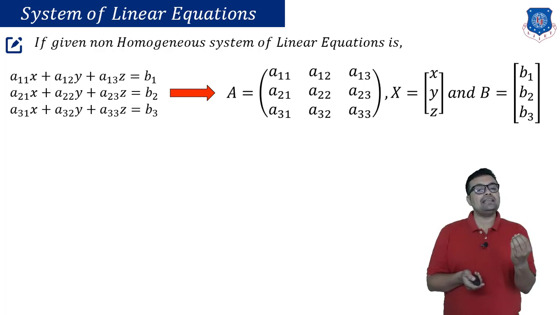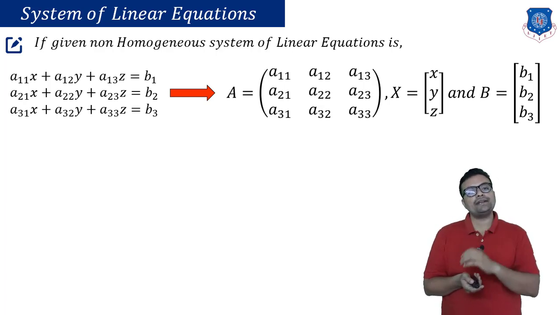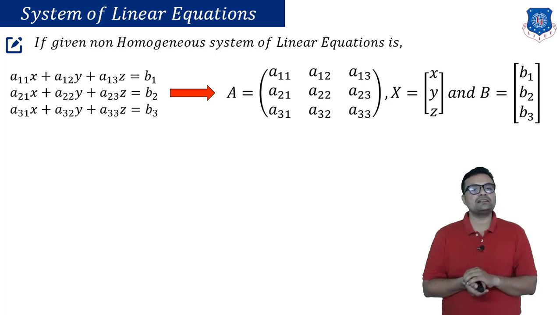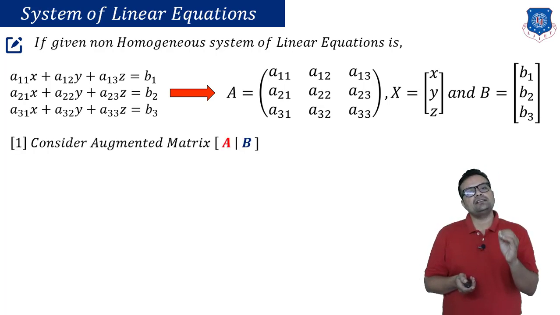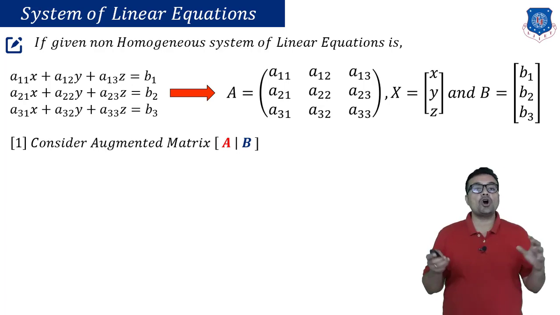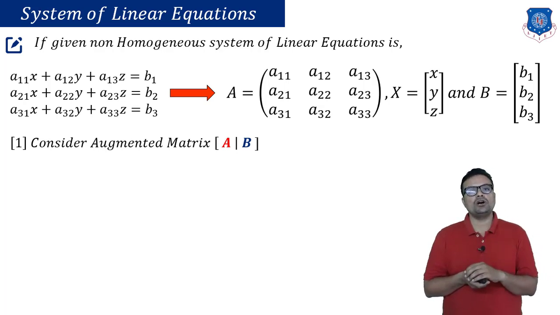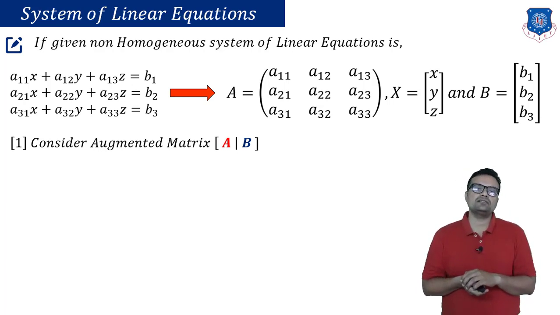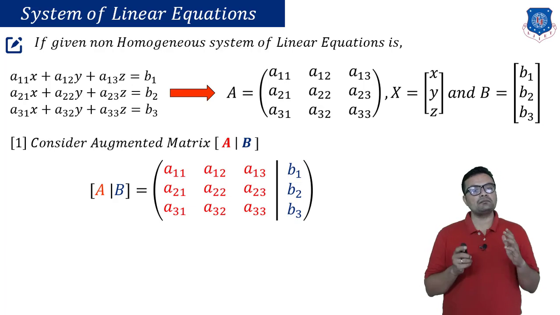I will consider capital A as the coefficients of x, y, z in the equation set. I will take column vector capital X as the column of unknowns x, y, z, and column vector B as the column of constants on the right hand side. So if I take these three matrices A, X and B, my next step is to consider augmentation of two matrices A and B. You already know how to go for the augmentation. I already discussed this in my previous video on the method of Jordan's inverse. So now I will merge matrix A and matrix B, something like this.